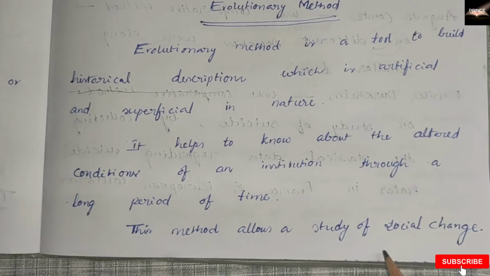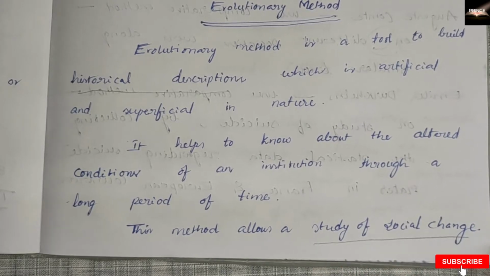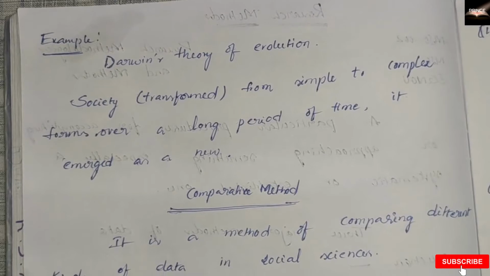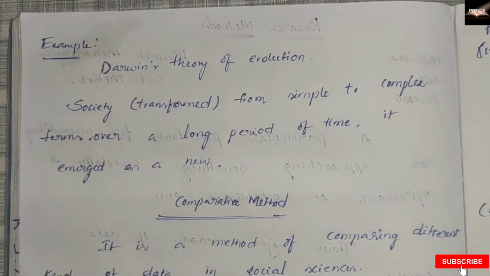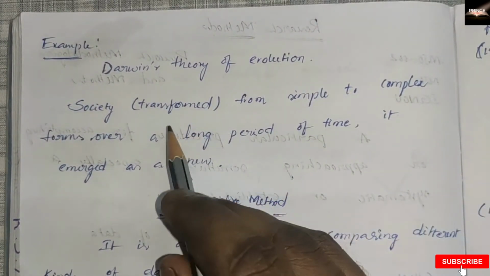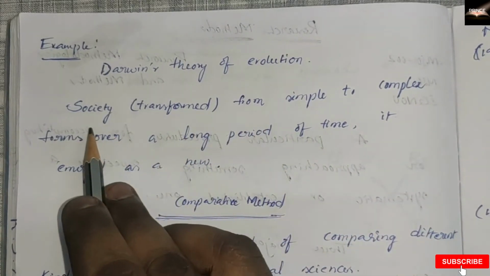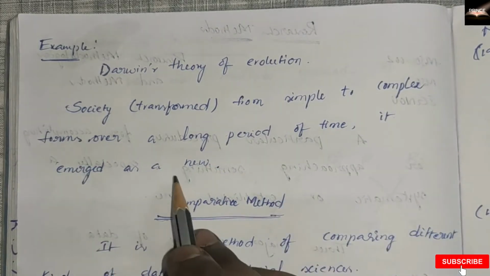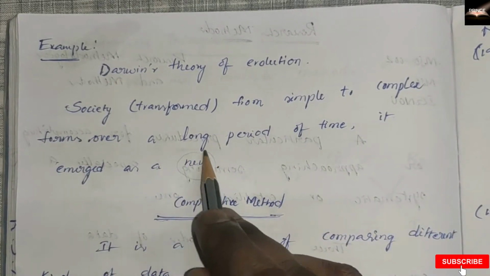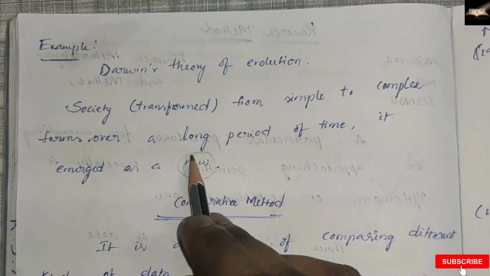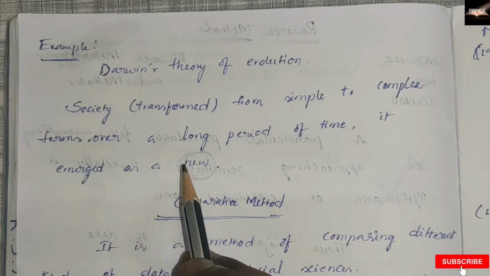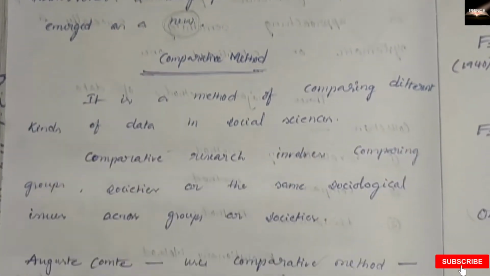This method allows a study of social change. Society changes day by day, and this method allows us to study those changes. For example, Darwin's theory of evolution; the word came from Darwin's theory of evolution. For example, society transformed from simple to complex forms day by day. Over a long period of time, it emerged as a new one. So to study the new society, we have to use the evolutionary method and observe those changes from the past. Understand?